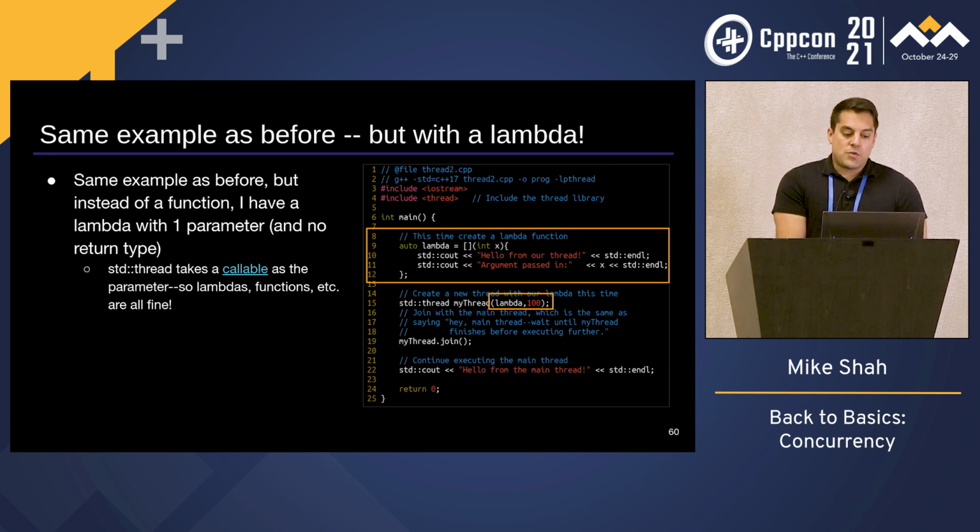Okay, so here's the same example as before, but this time with a Lambda, just to change things up a little bit. That's what's highlighted here in the orange box, and here's how I'm calling it. Same exact example. All I'm showing is that a thread can be created with some sort of callable. Whether that's the address of a function, a Lambda, or something else, that's another way that we can initiate or launch a thread.